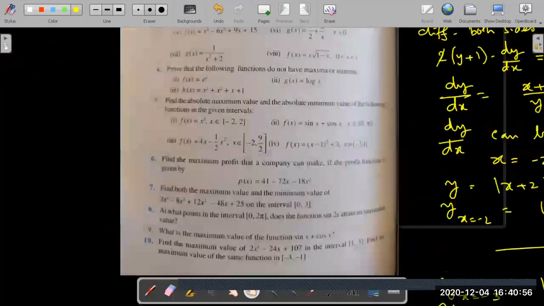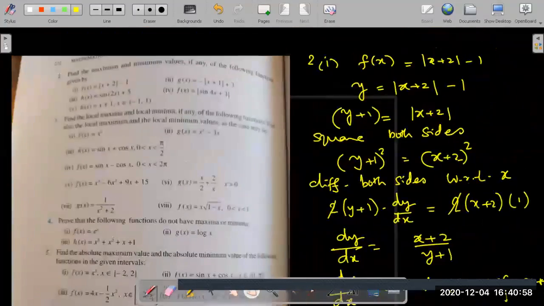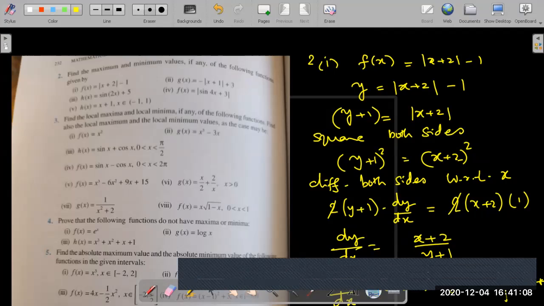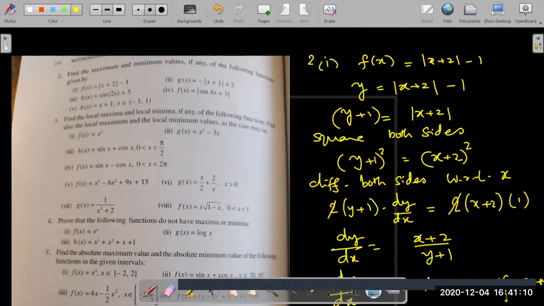So the next ones are trigonometric. The third one is sine 2x plus 5. The fourth one is sine 4x plus 3. So these two are the trigonometric questions. Let's try these in a separate page.